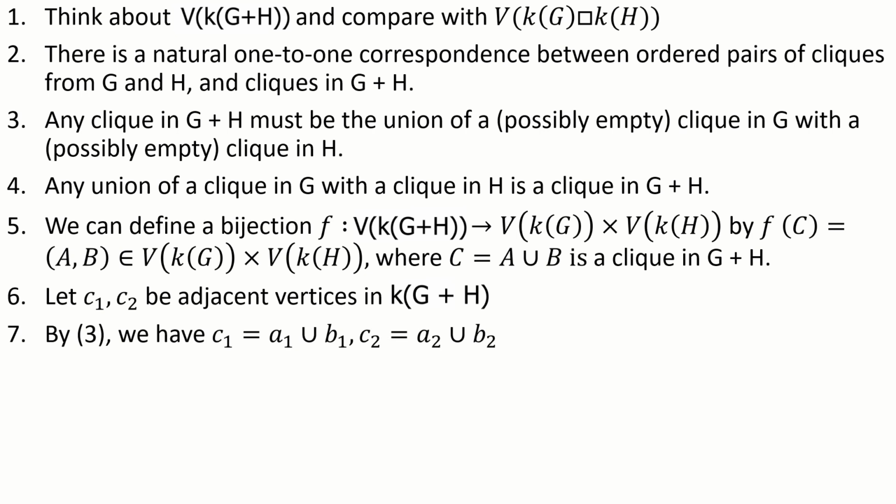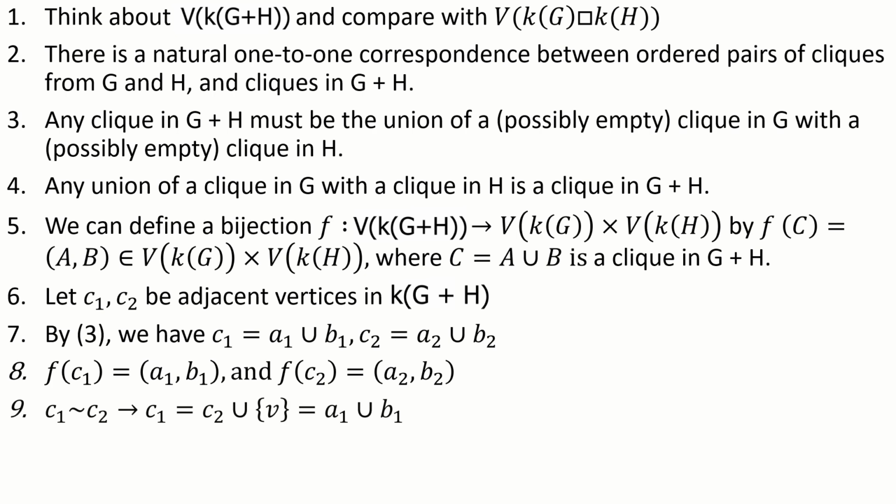Note that from this point forward, we'll say that two cliques are adjacent if their corresponding vertices in the simplex graph are adjacent. We know that both C sub 1 and C sub 2 are the union of a pair of cliques from G and H. So let's denote the cliques in G by A sub 1 and A sub 2, and the cliques in H by B sub 1 and B sub 2. This means that the image of C sub 1 under F is A sub 1 B sub 1, and the image of C sub 2 under F is A sub 2 B sub 2.